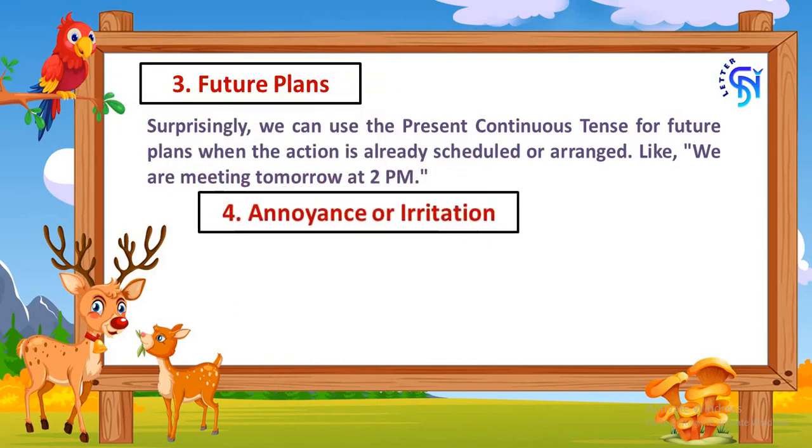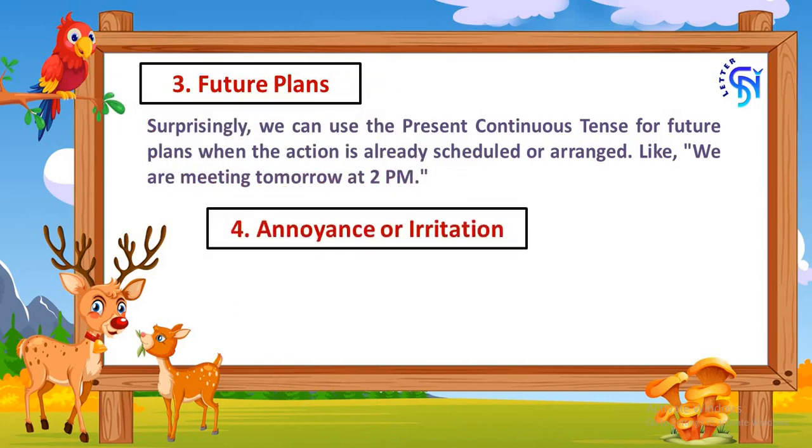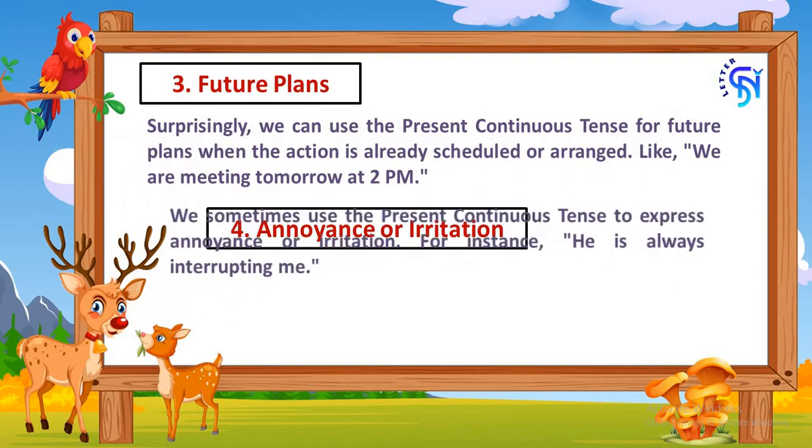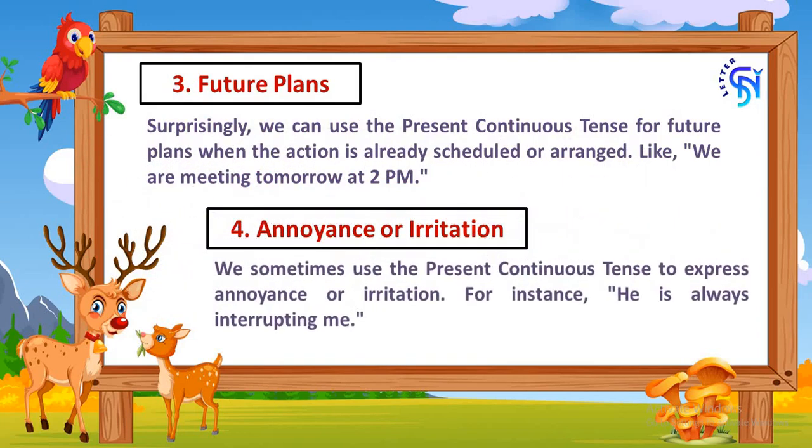The fourth one is annoyance or irritation. We sometimes use the present continuous tense to express annoyance or irritation. For instance, he's always interrupting me. Okay friends, let's move to the next part.